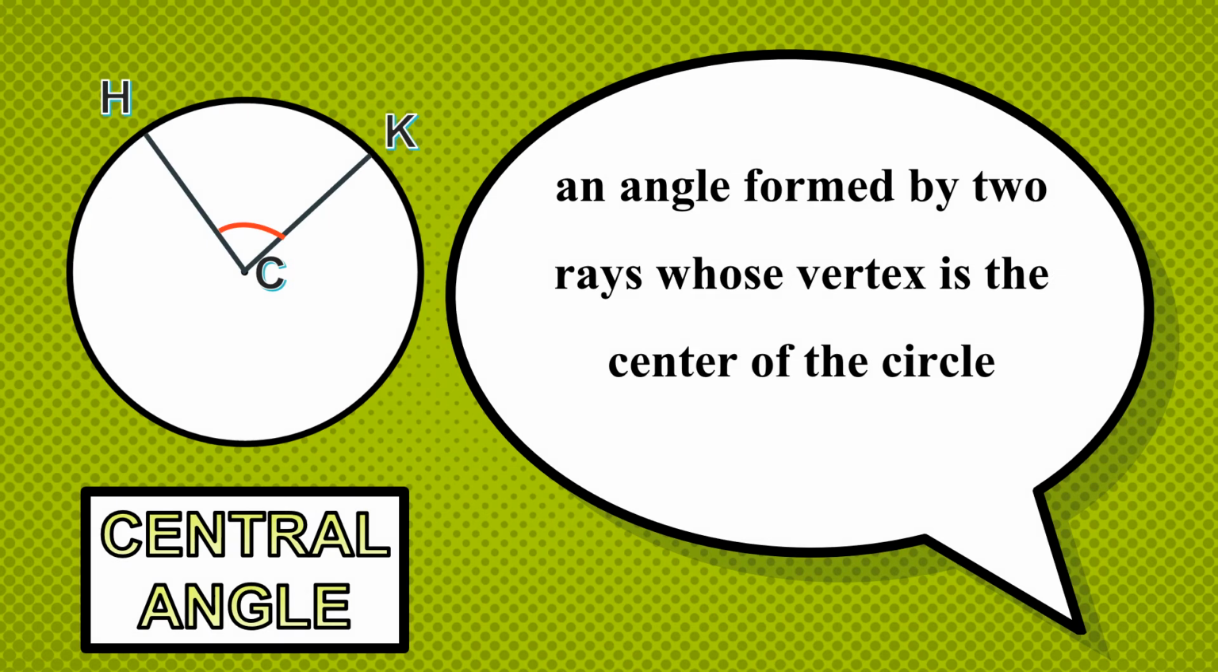Next, we have a central angle. Ano naman kapag sinabi nating central angle? Angle siya which is formed by two rays whose vertex is at the center of the circle. Hanggat ang kanyang vertex ay center ng circle, ang tawag sa kanya ay central angle. So if we have an angle here, let's say nagkaroon tayo dito ng ray or ng another segment at ito ay angle, central angle pa rin siya dahil ang vertex niya ay center.